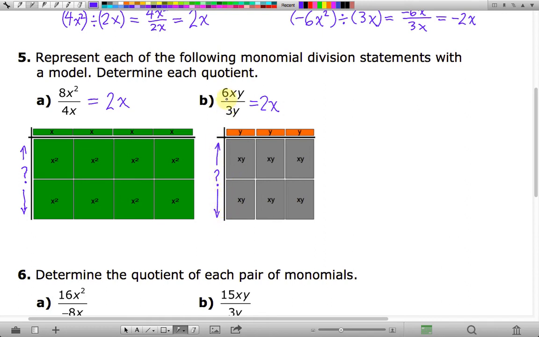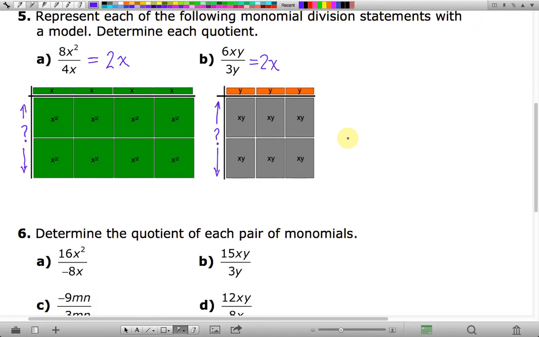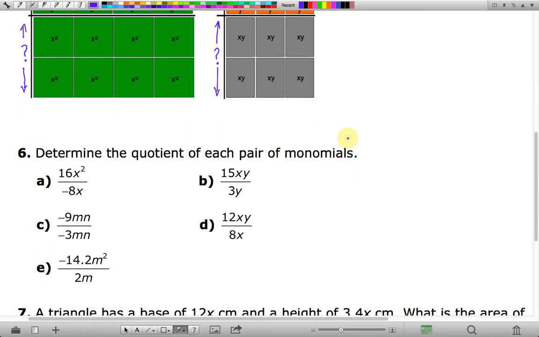You can also recognize just from the expressions that 6 divided by 3 is 2, and with xy divided by y, that will leave you with x. The factor of y simply divides out. So now, if you've got a good understanding of that, hopefully now you'll be able to move on to determine quotients without having to do the diagrams.